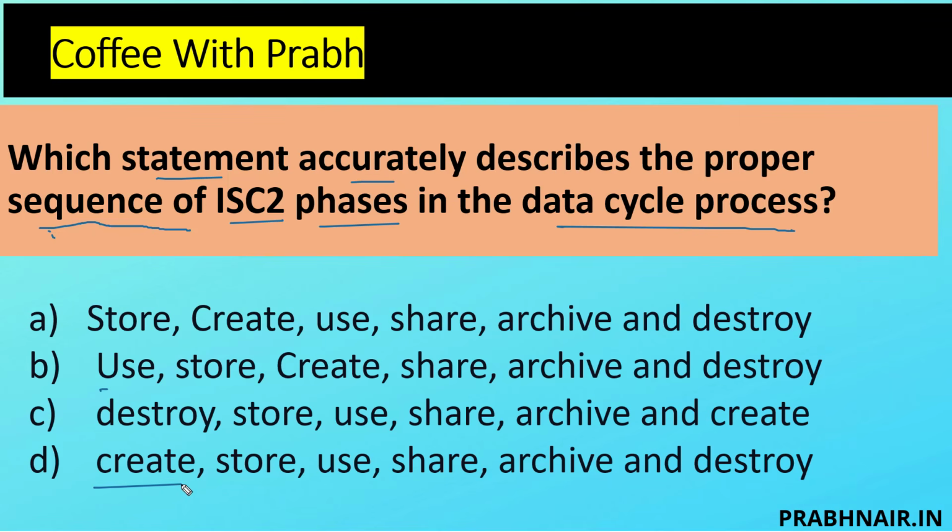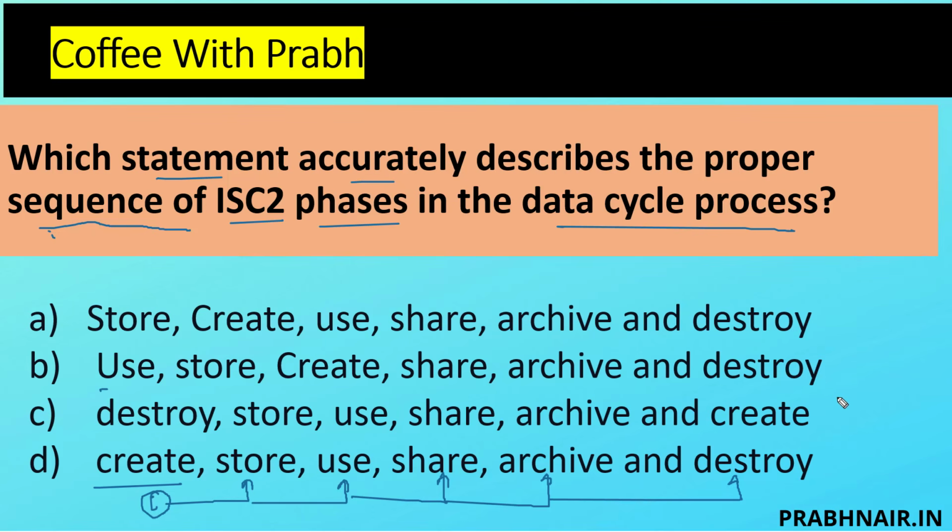We create data, then we classify. Once we create data, we classify. Based on the classification, we decide to store the data, and then we use the data. If I want to share with another authorized party, I will share the data. And once I have shared the data and it is not in use, we archive it as a backup in an alternate location, and then we destroy it when the data is not required.